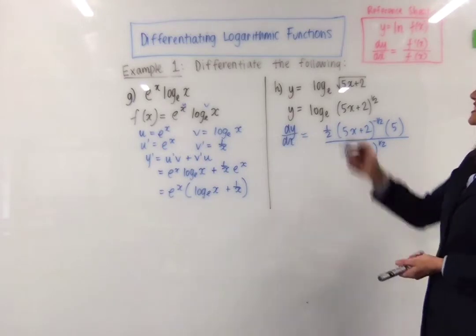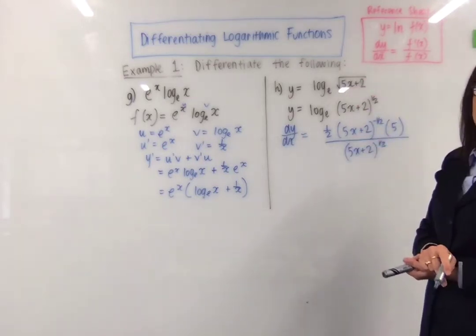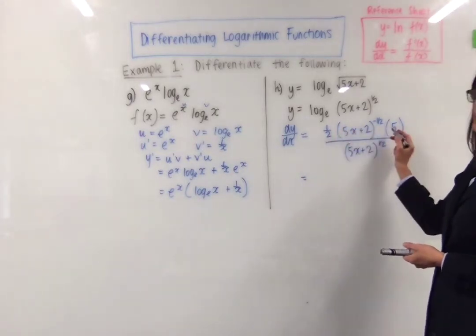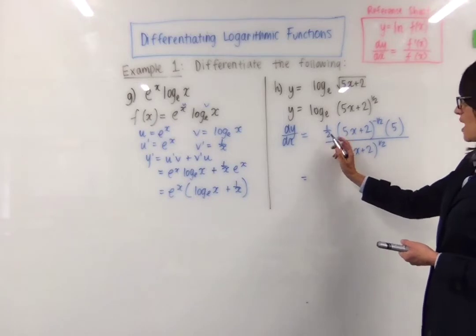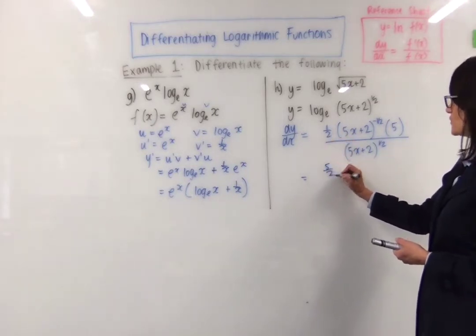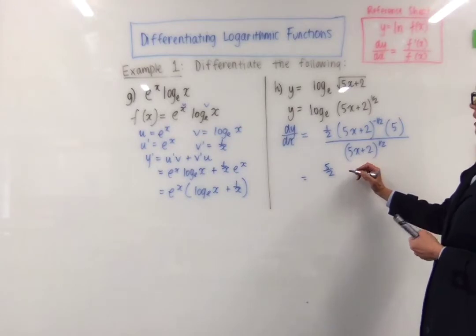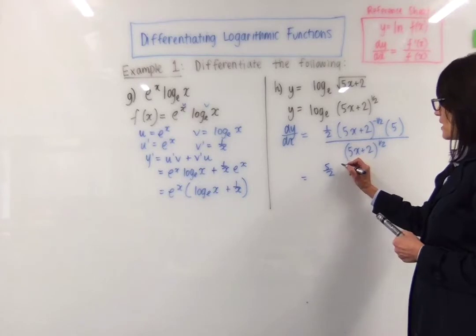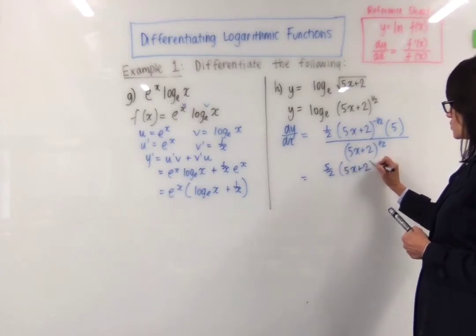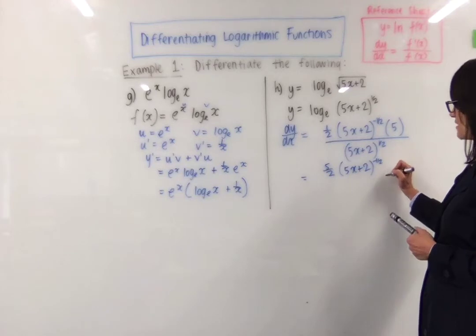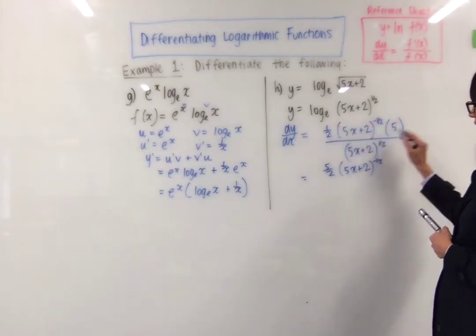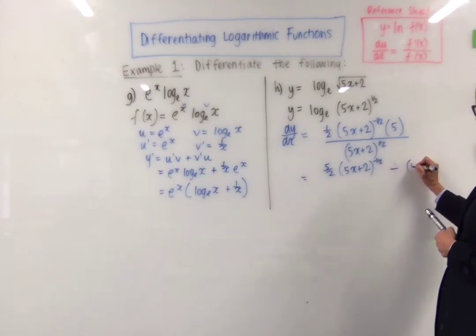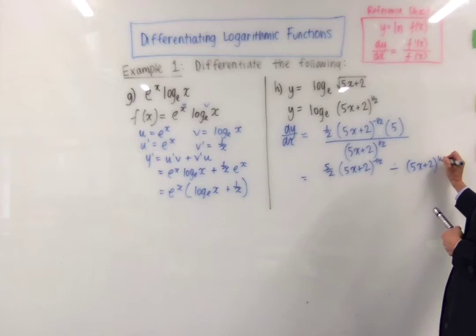Now, because the question was given to us in this surd form, let's rewrite our final answer using the same notation and see if we can tidy up the top a little bit. So we've got this 5 times a half, so let's make that 5 over 2. And then we've got here, that's multiplied by 5x plus 2 to the power of negative a half. So that's all our numerator, and then we're going to divide it by our denominator, which is 5x plus 2 to the power of a half.